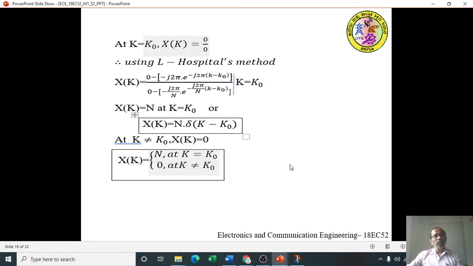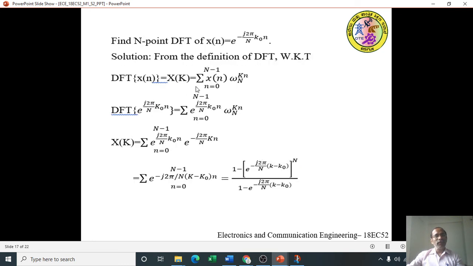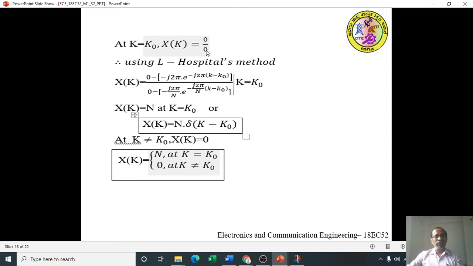Now I want to vary k from 0 to n minus 1. Observe, I want to vary k from 0 to n minus 1. If I do so, at k is equal to k naught, this becomes e power 0. It is 1. This also becomes e power 0. So it becomes 1 minus 1 by 1 minus 1, that is 0 by 0 form, not defined. So we will use the L'Hospital method to solve this.